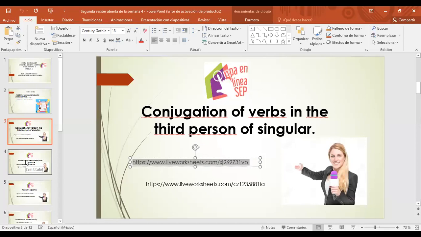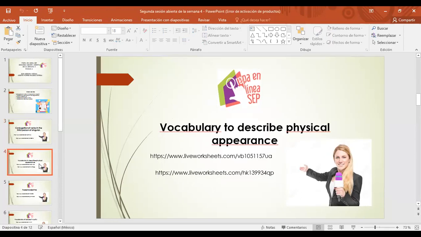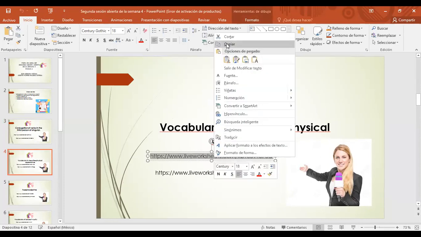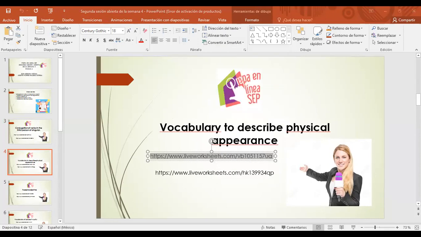Vamos con el segundo tema. Si nos da tiempo, regresamos al segundo ejercicio de conjugación de verbos. Vamos al vocabulario para describir apariencia física. Entonces, vamos a ver este vocabulario. I'm going to check if the link is still available, guys, because sometimes it's not available anymore. Yes, I think it's still available. So I'm going to post it in the chat as well. If you want to do it along with me, you can also do it, guys.